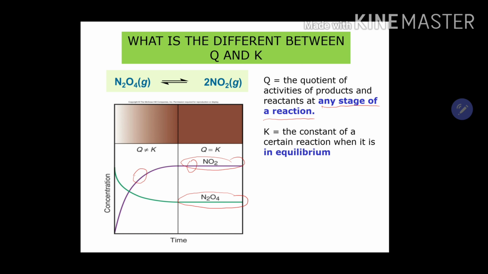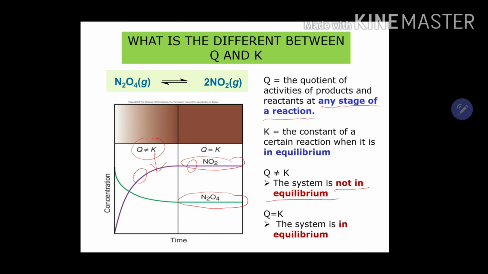So if the value of Q is not equal to K, it means the system is not in equilibrium. While if the value of Q is equal to K, it means the system is in equilibrium.